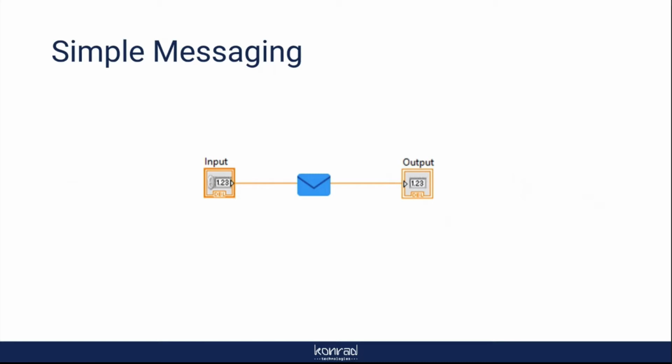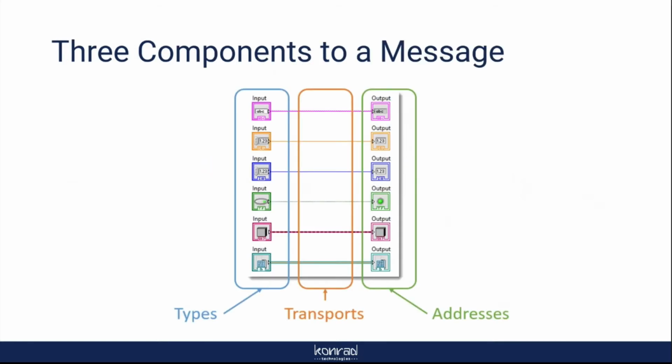If we break that down a little bit more and look at a few other LabVIEW data types, you have different types. These are controls, could be constants, but this is some kind of type, something we want to package up and send to somebody else. It could be a cluster, could be an array. Then we have a transport, which is a method or some sort of way to get it from point A to point B. And finally, we have the address, or our destination, where we want the message to go.